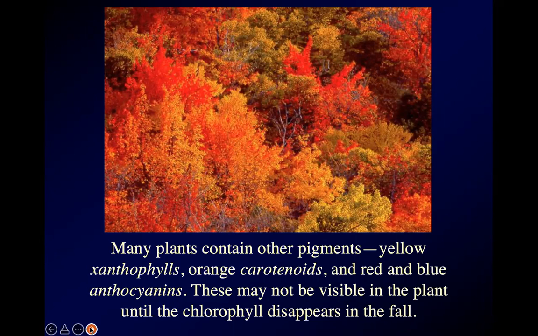Some plants have red or yellow leaves. And of course, in the fall, especially up in places like the Ozarks, the leaves of many plants lose their green and turn red or yellow or orange. Pigments like xanthophyll, which is yellow, carotenoid pigments are orange. Anthocyanins are red and blue.